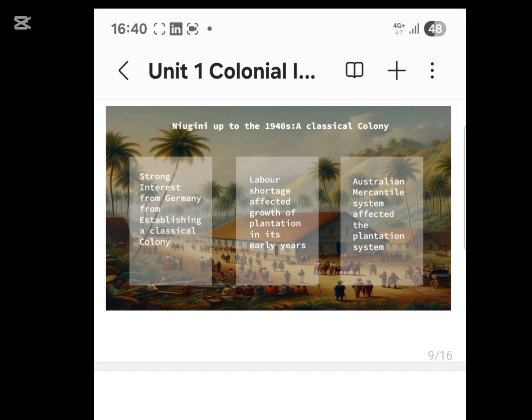Number two, you will see the challenges. The chapter talks about the challenges that affected plantation growth in the New Guinea Islands. And again, after 1918, the same forces, the Australian mercantile forces, affected the plantation colonies in New Guinea.